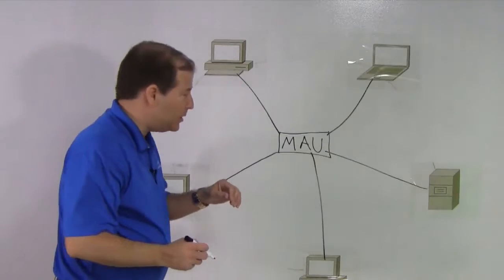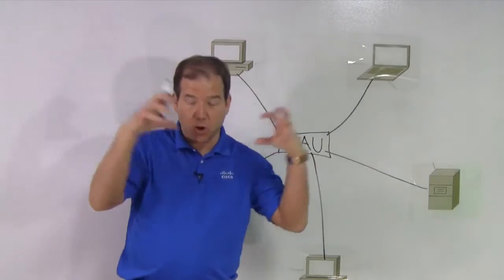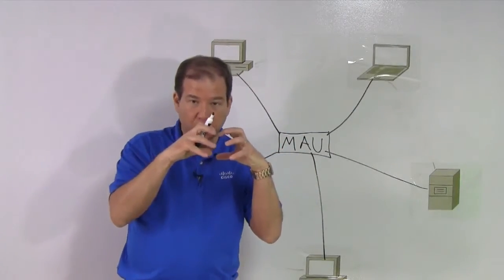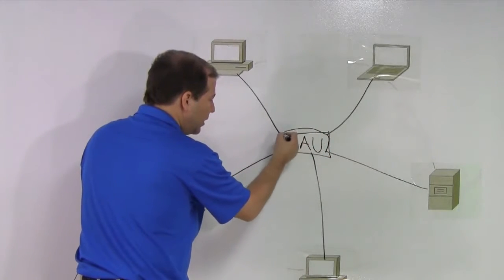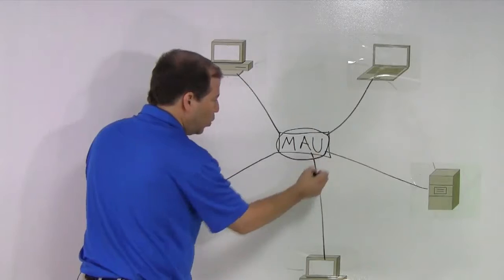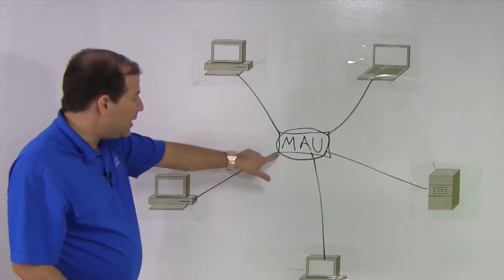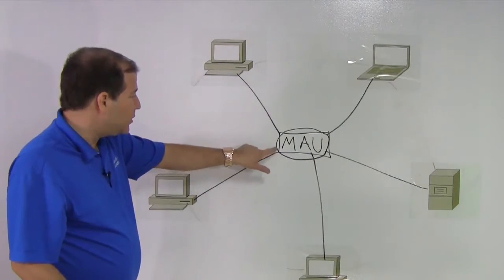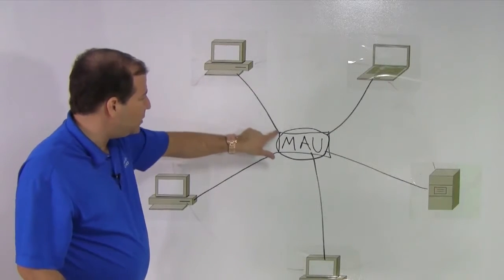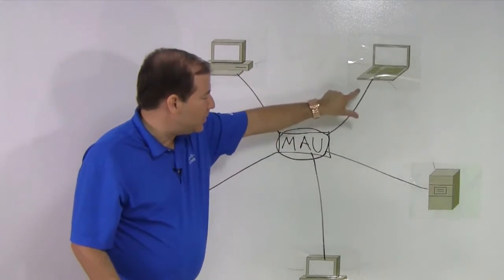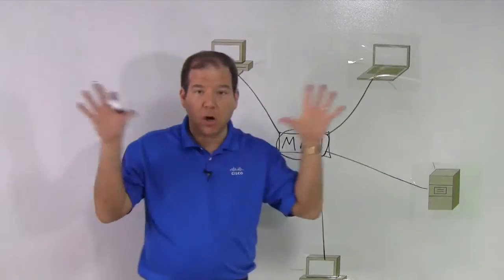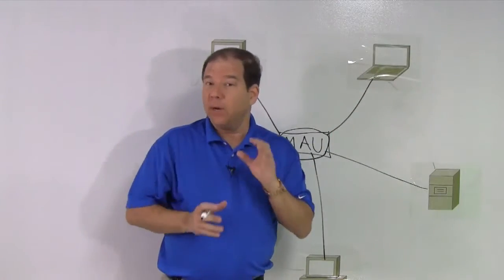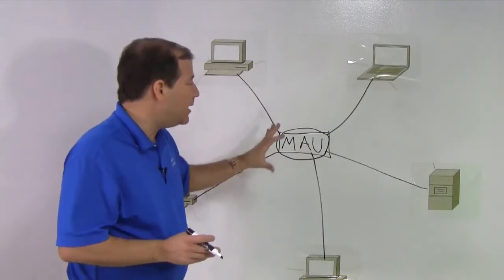Inside of the media access unit, even though it looks like we have a star topology, everybody's coming back to a central location, inside of the media access unit, there's logically a ring. So the token really is going to this station, circulating around the ring, going to this station, circulating around the ring and going to this station. So if you just look at the physical topology, it looks like a star. We're branching out from a central point, but logically, we're still circulating around the ring.